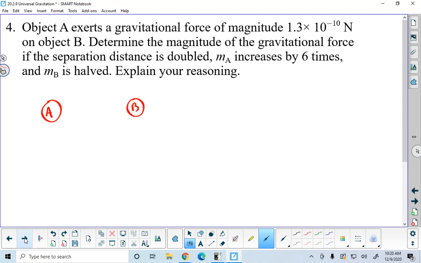It says object A exerts a gravitational force of 1.3 times 10 to the negative 10 newtons on B, but that means that object B exerts the same gravitational force on object A. I don't want anything to lead you to believe that if a gravitational force is a certain amount, that half of it goes to each object. The gravitational force is whatever the gravitational force is. So what happens here? We double the distance.